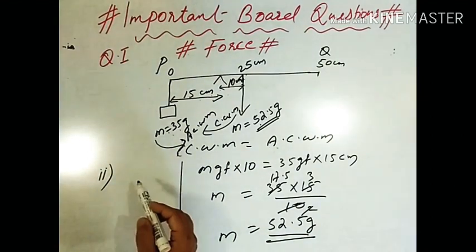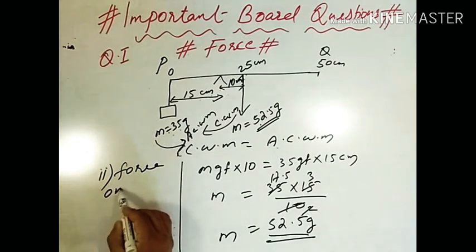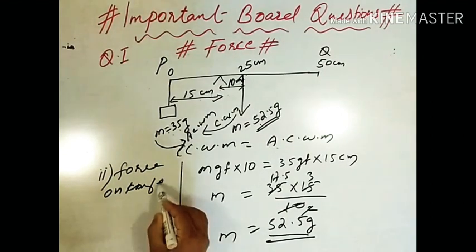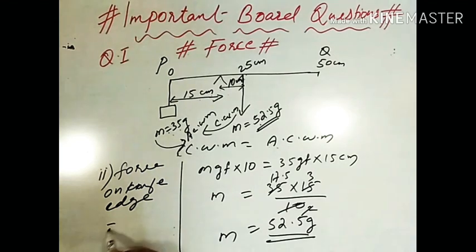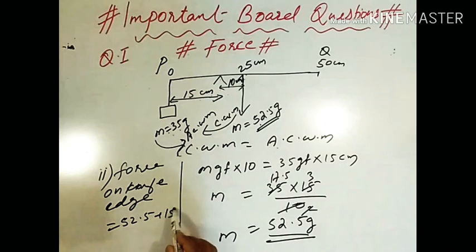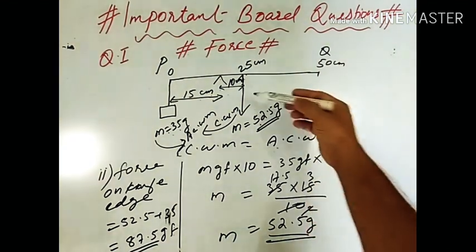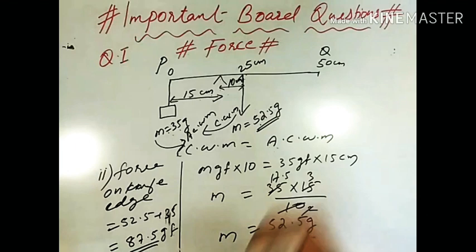So the second part, the force on the knife edge is equal to, I have to add both, 52.5 plus 35. That comes to 87.5 gram force. That's the force acting on the knife edge due to this 35 and 52.5. All right.